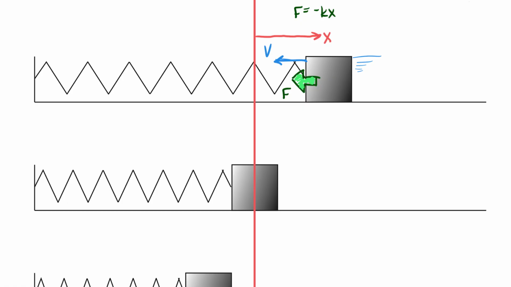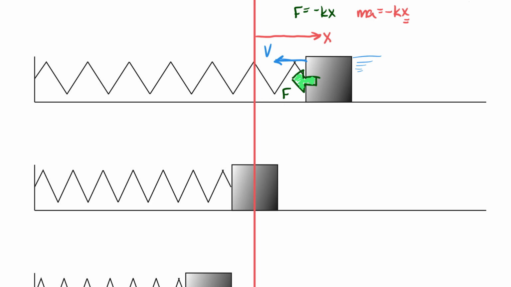In fact, we can say that ma is going to be equal to minus kx, where x is now less than the maximum, so a is less than the maximum. It's still in the opposite direction of the displacement. It's still to the left. So the object is still speeding up, but it's not speeding up as much, right? It's still getting faster because the acceleration is still in that direction.